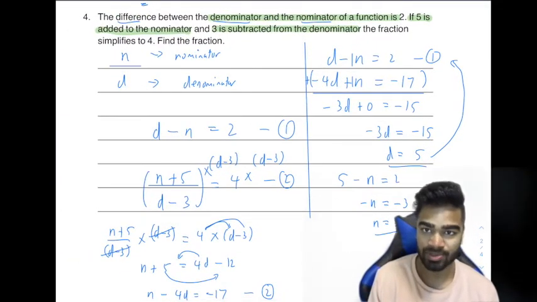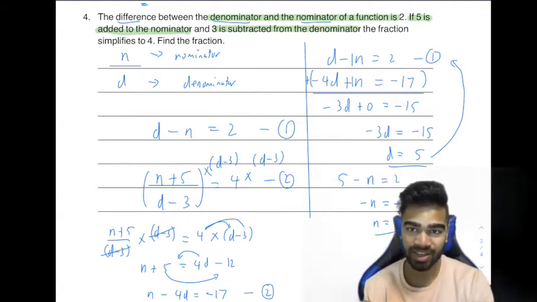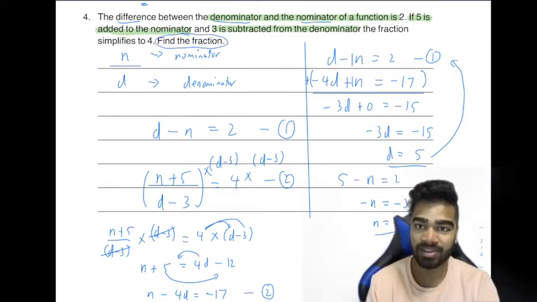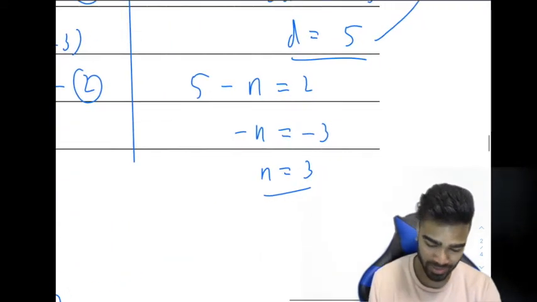Are you guys happy with this question? That's it, we're done. But hang on, no, we're not. What is the question asking for? Remember, these questions can be very tricky. The question is clearly saying you need to find the fraction. Well, we found n and d, but we never actually said what the fraction was, right? So what is the fraction going to be?